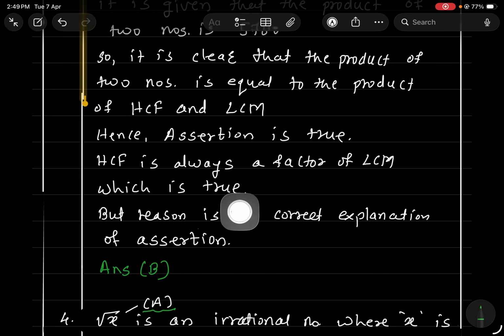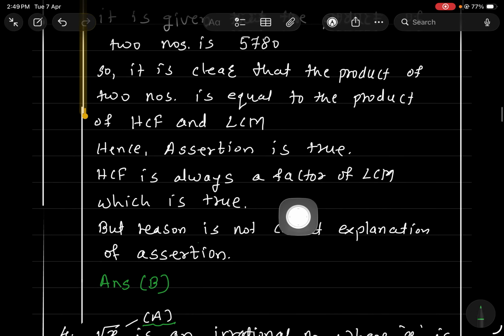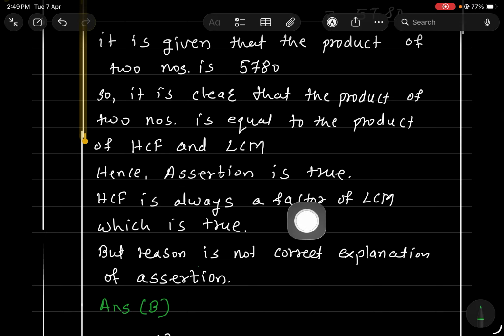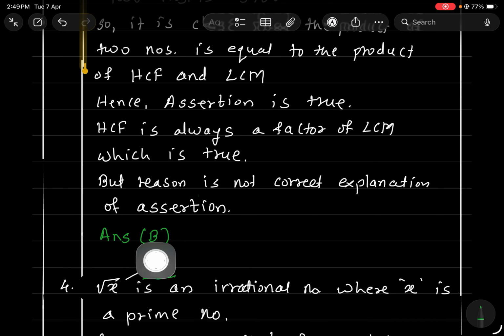But here the reason is not the correct explanation of the assertion. Have you understood this? The reason is correct, but it is not the correct explanation of the assertion. Have you understood? So the answer is B.